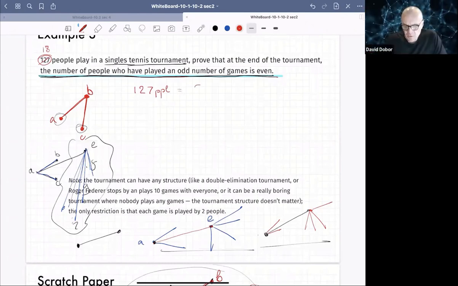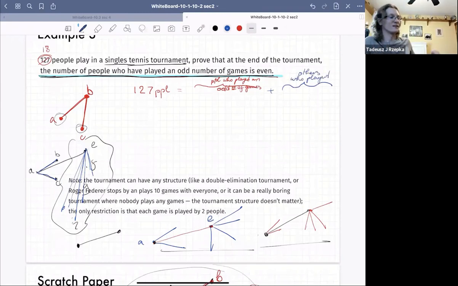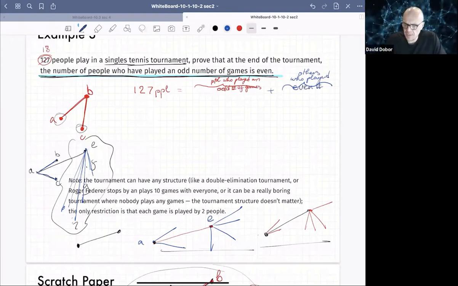And let me take those people who have played an odd number of games here, and then plus others who played an even number of games. Yes. Oh, I like this. This was an idea I was having too. Okay, I see where you're going.